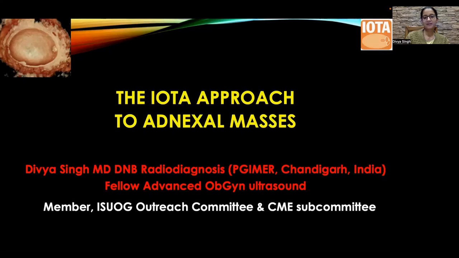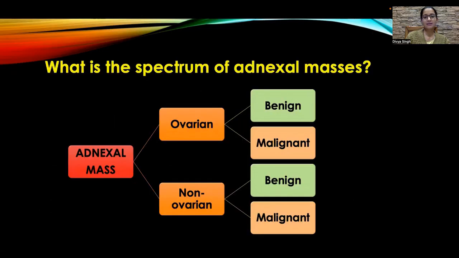Hello everyone. Today we'll be discussing the Iota approach to adnexal masses. Now, adnexal masses can be ovarian or non-ovarian in origin. That is, they can arise from other adnexal structures, for instance, the fallopian tubes or the peritoneum. Whenever we see an adnexal mass, the first thing that we need to do in order to understand how to manage that mass further is to identify whether it is benign or malignant.